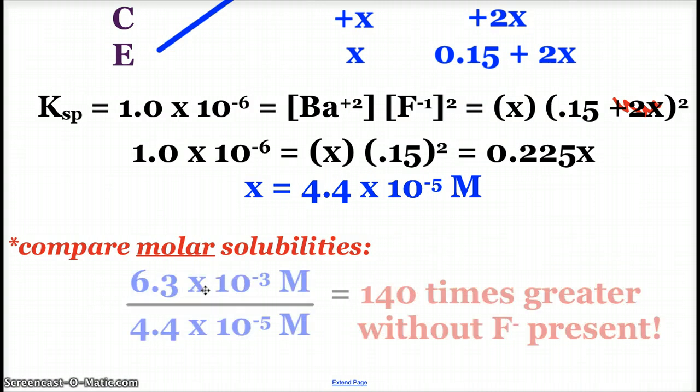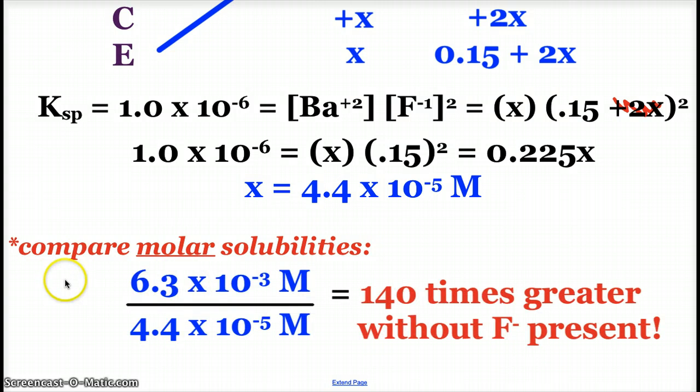And then the last thing, though, it asked us to compare molar solubilities. So on its own, barium fluoride had a molar solubility of 6.3 times 10 to the negative 3. In the presence of that sodium fluoride, 4.4 times 10 to the negative fifth. So it was 140 times greater without that fluoride present. That's how much it was repressed when the common ion effect was involved.